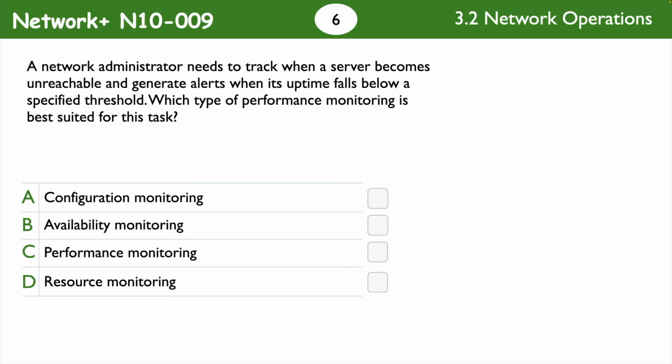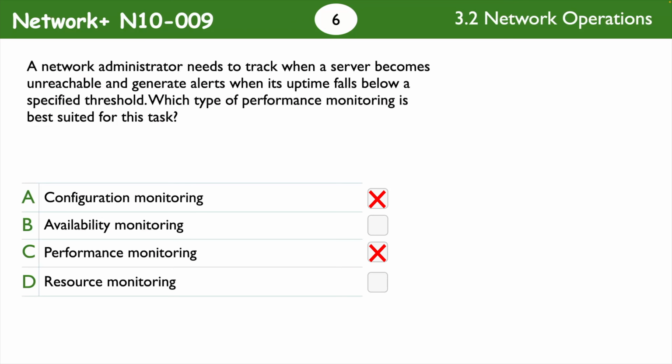All right, so let's go ahead and look at the key phrases to get this question right. The first one is going to be track when a server becomes unreachable. And the second is going to be alerts when its uptime falls below a specific threshold. So let's go through the process of elimination now. And we can start with A, configuration monitoring. That's going to track changes to device configurations to ensure things like compliance, but does not focus on uptime or reachability. So we can go ahead and rule that one out.